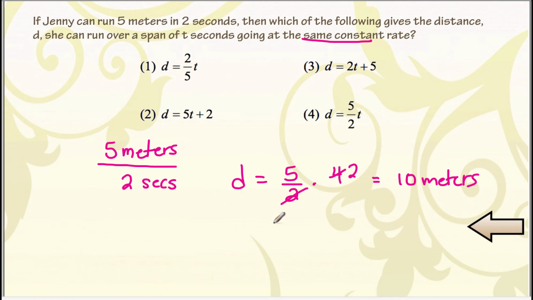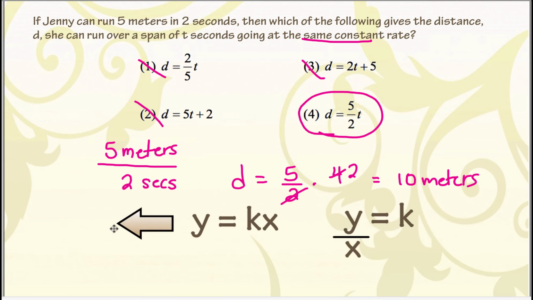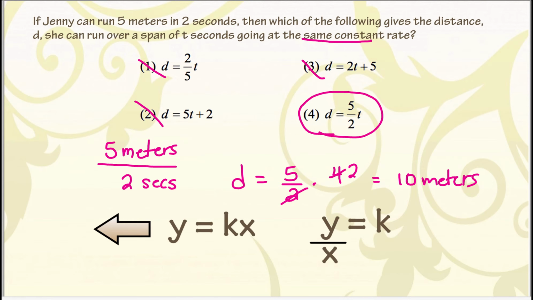So which one of these is showing me her distance is 5/2? Distance is 2/5, no. Distance is 5 times, no. Distance is 5/2 times, here it is right here. Her distance is her speed times as long as she runs. And if we look at it, that's right here. That is our direct proportion.